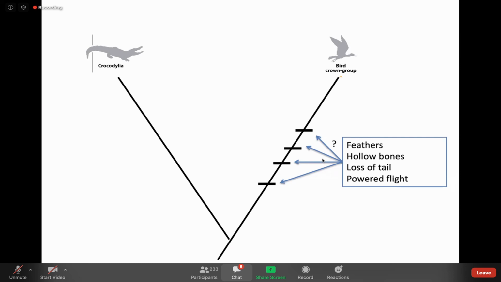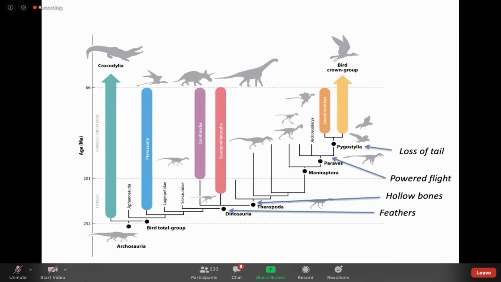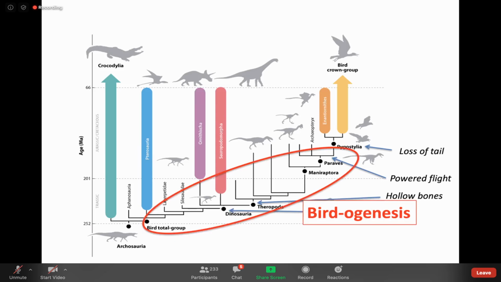But because we have this fantastic fossil record of the dinosaurs, we're actually able to piece together the order of these different characters. So we know, for example, that feathers evolved long before powered flight, in the last common ancestor of dinosaurs, perhaps, or even earlier. And so just as these fossils are useful for reconstructing birdogenesis, we need fossils for reconstructing eukaryogenesis.